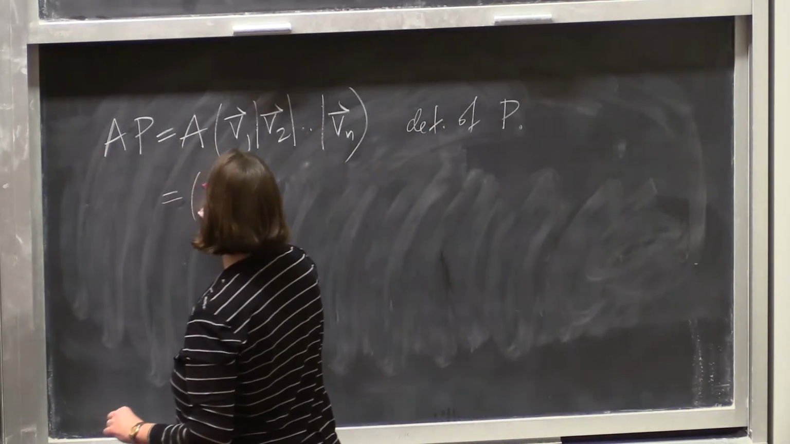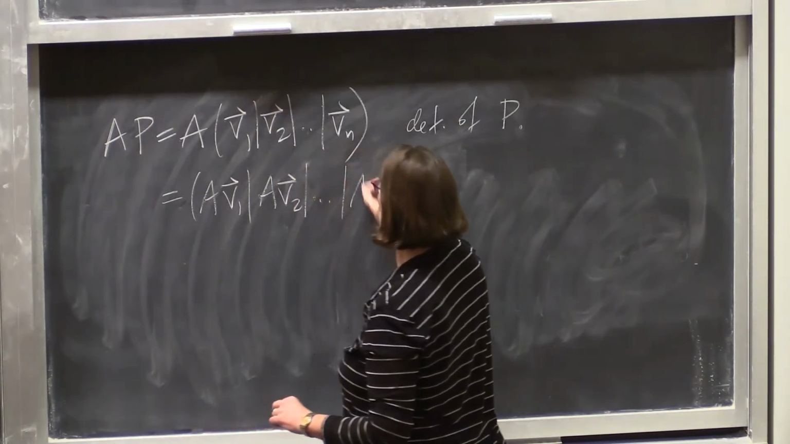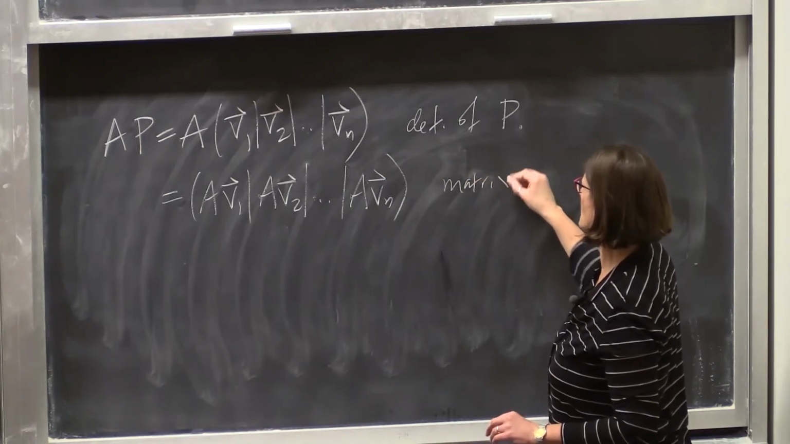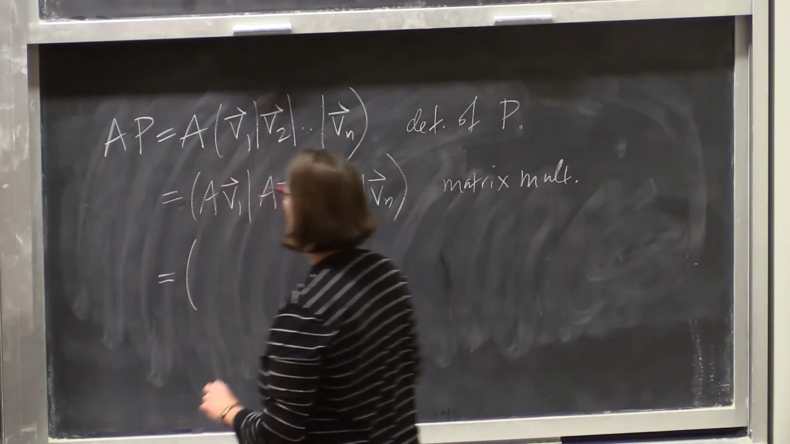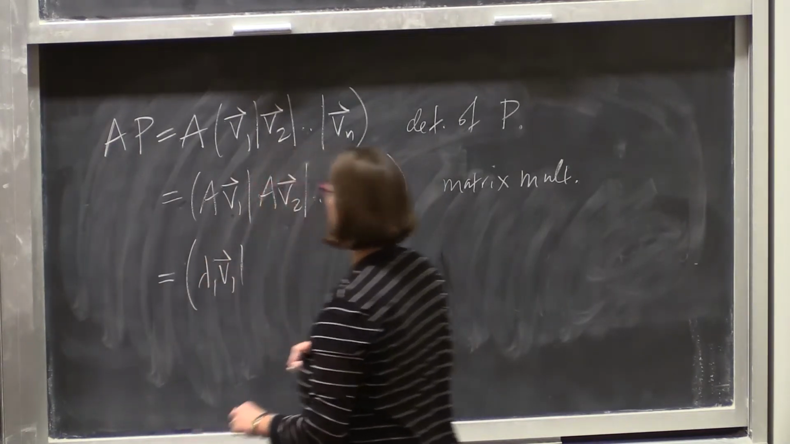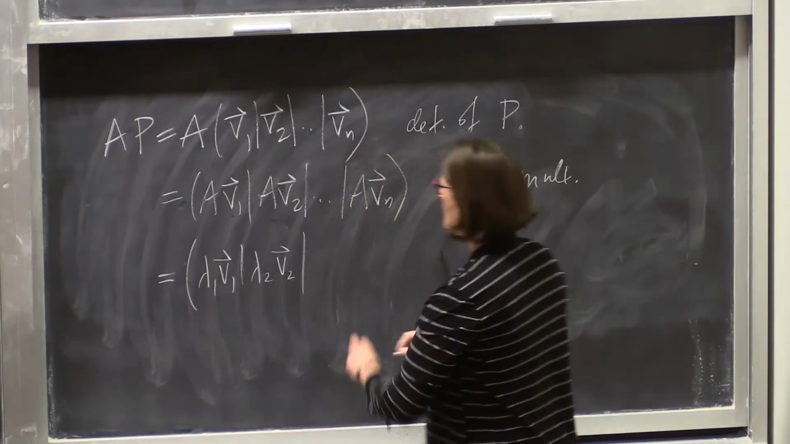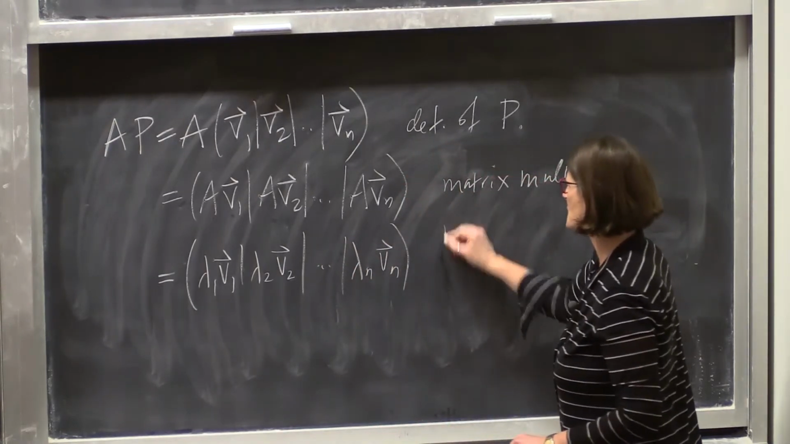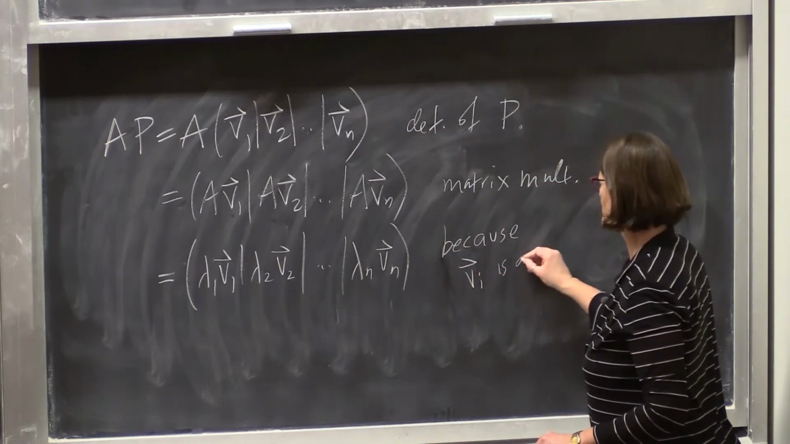This is equal to, the first column is A times V1, second column is A times V2, up to A times Vn. This is by matrix multiplication. This is equal to, I assumed V1 is an eigenvector, so A times V1 is lambda 1 V1. I assumed V2 is an eigenvector, so lambda 2 V2. And lambda n Vn. This is because Vi is an eigenvector.